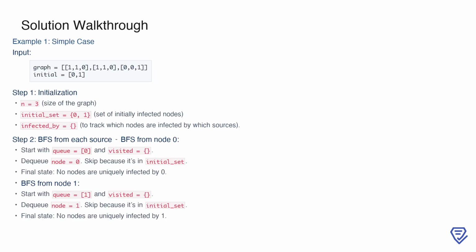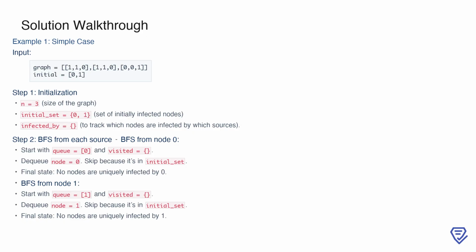In this simple example, the graph has 3 nodes, represented by a connectivity matrix. Nodes 0 and 1 are initially infected. First, we initialize some variables. The size of the graph, n, is 3, the set of initially infected nodes, initial_set, is 0, 1, and infected_by is an empty dictionary that will later map nodes to the sources that infect them.